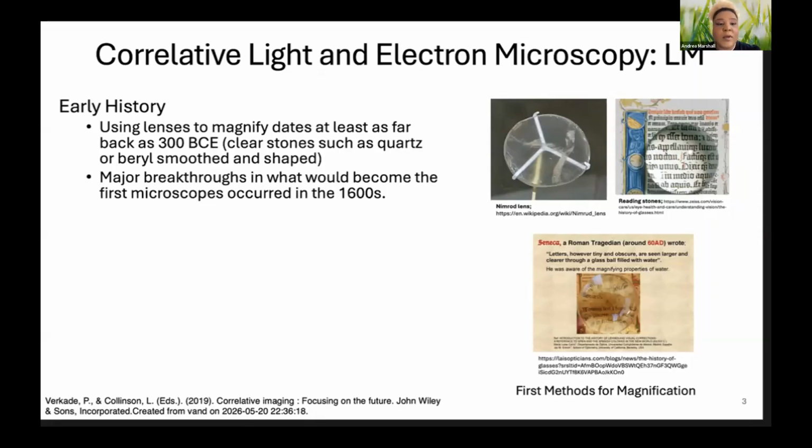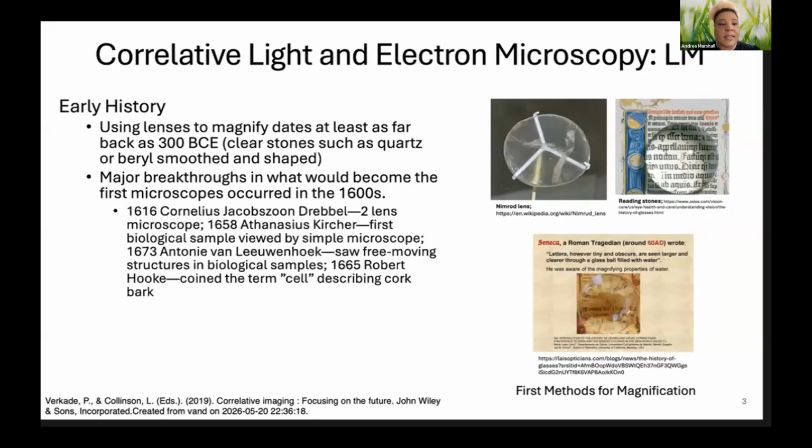Major breakthroughs in what would become the first microscopes really occurred in the early 1600s. In 1616, Cornelius Drebbel invented the two lens, or double lens, microscope. Around 1658, we had Kircher, who was a German monk. He first recorded and reported a biological sample that was viewed through a simple microscope. In 1673, we had van Leeuwenhoek, who first recorded free moving structures in biological samples. And the term cell was actually coined by Robert Hooke in 1665 as he was examining cork bark underneath a microscope.